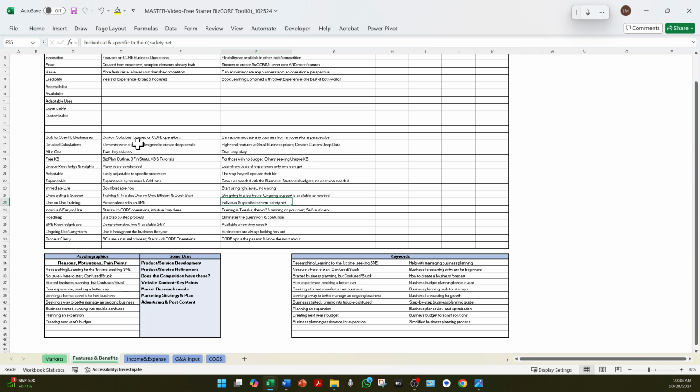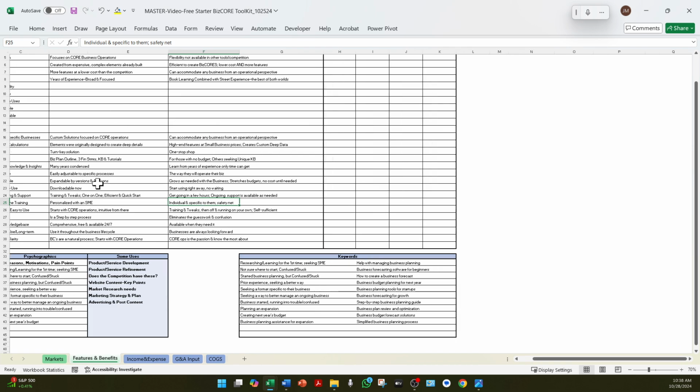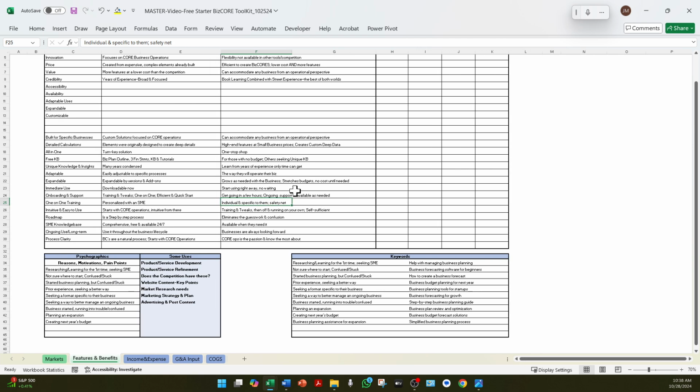Also, when you really develop these and really put in some good thought on these features and benefits, this becomes website content, all the key points that you want to put there, and all your marketing materials, handouts, flyers, signage. These are going to be your headlines to attract certain types of customers that have certain types of psychographics.